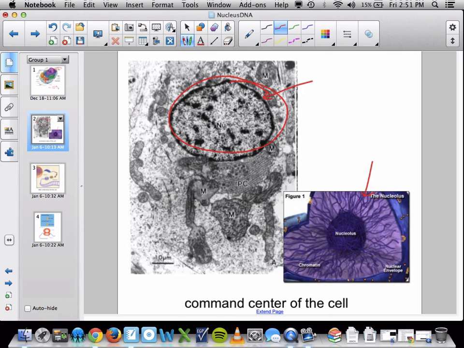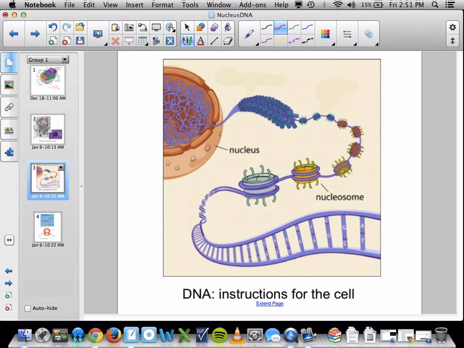So the nucleus is often called the command center of the cell or the brain of the cell, and these are really kind of misnomers because what the nucleus actually is, is a box. It's just a box, it's just an office, and inside it are the important instructions. Inside it is held the DNA.